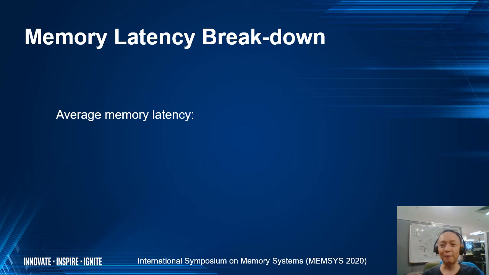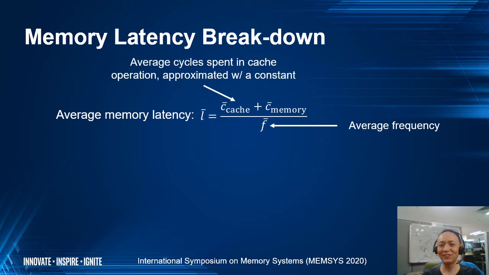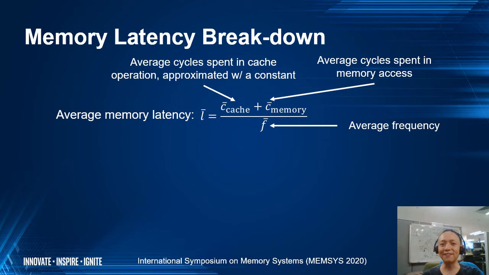Now we present the breakdown calculation in detail. We estimate the average memory latency as follows. The denominator here is the average frequency. The numerator contains two terms. The first term is the average cycles spent in cache operation. For a specific processor type, we approximate the term with a constant. The second term gives the average cycles spent in memory access. It requires further estimation.